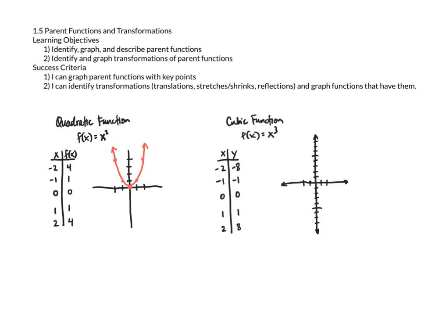So your points, middle point is 0, 0. To the right, we go 1, 1, and 2, 8. So that one's going to increase very quickly. And then to the left, negative 1, negative 1, and negative 2, negative 8. So that one's going to decrease very quickly. And there's your graph.